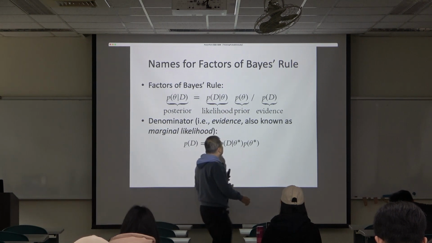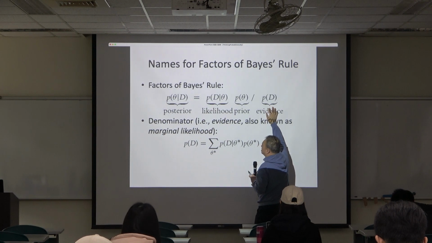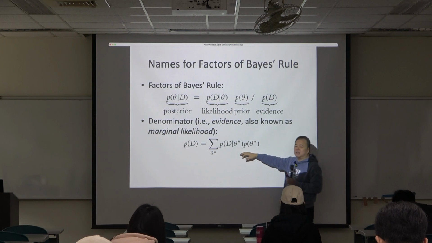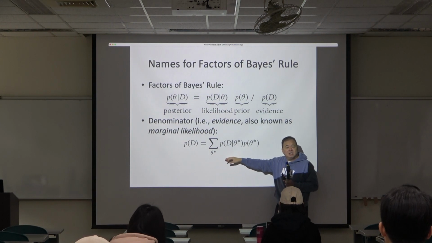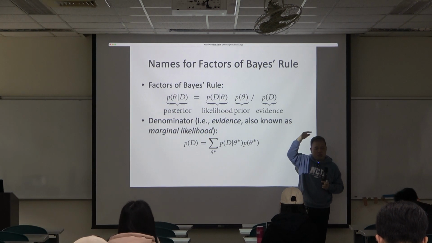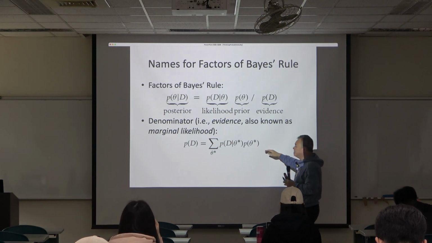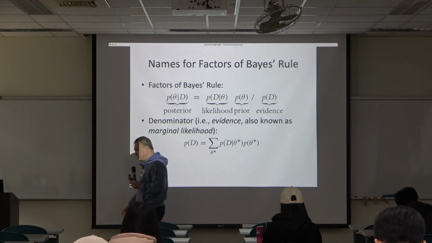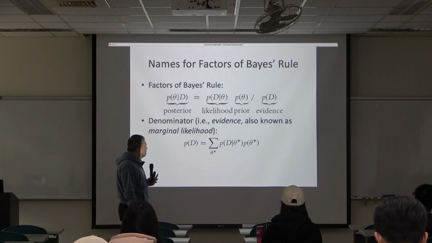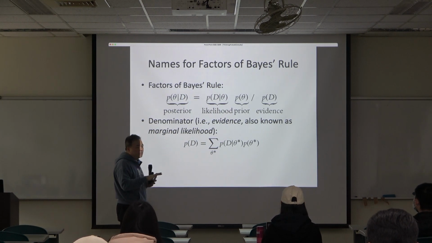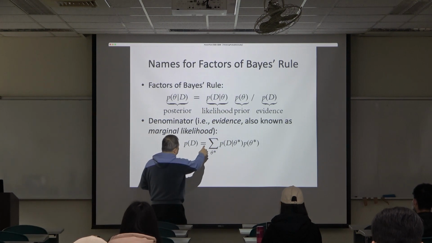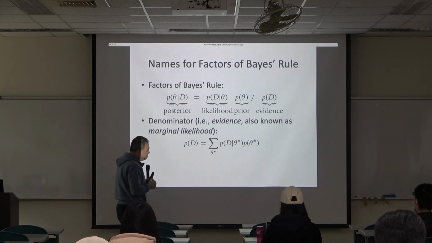So for P of D, this evidence, it can be represented by this thing, right? It's a marginal probability, so you can calculate each term separately and add them up. So this is obviously a discrete case, right? That's why we use summation here. Okay, but you get an idea.